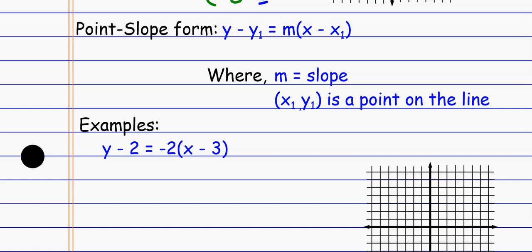Point slope form is the one that we tend to forget, all right? We kind of just toss that one out the window the second we're done learning it. It's y minus y sub 1 equals m times x minus x sub 1, where m is the slope, and the x sub 1, y sub 1, that's an ordered pair that's on the line.